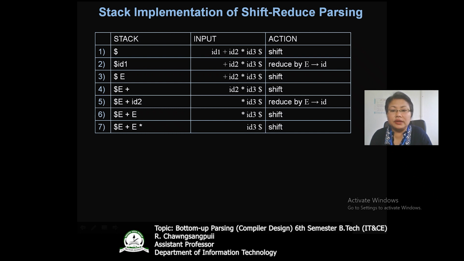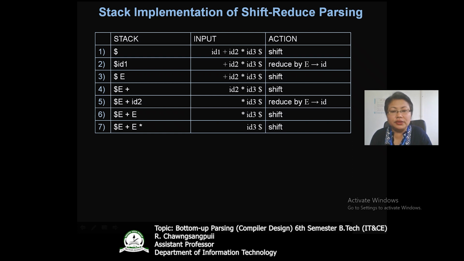Now here, how do I shift down, or how do I push in the elements of the input string onto the stack? By the shift action. So I put here the shift, and then I push the operator, which is plus, inside the stack, and then the input string is now ID2 into ID3, followed by the dollar. Now here, if the contents of the stack is only plus, we cannot apply any production rule.